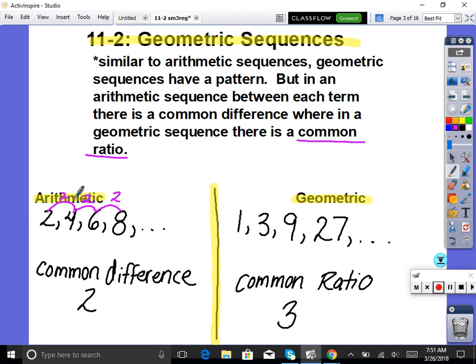A geometric one will have a common ratio. We'll go backwards, so we've got to divide. So we do 27 divided by 9, which is 3. 9 divided by 3. 3 divided by 1.